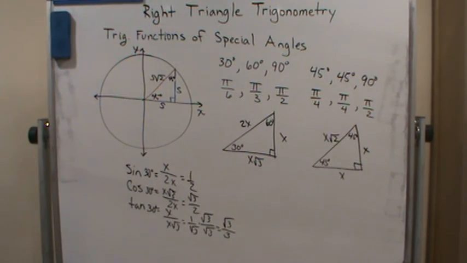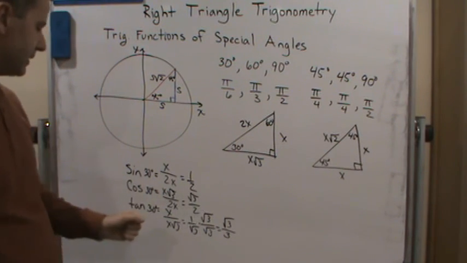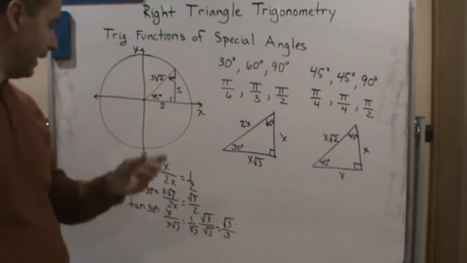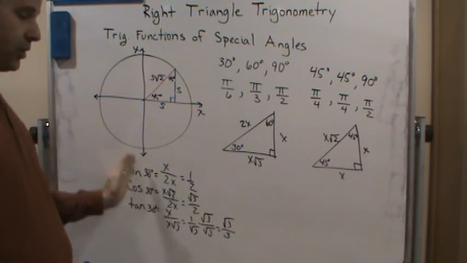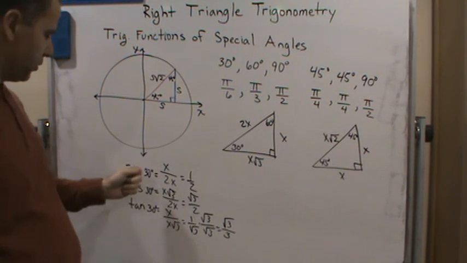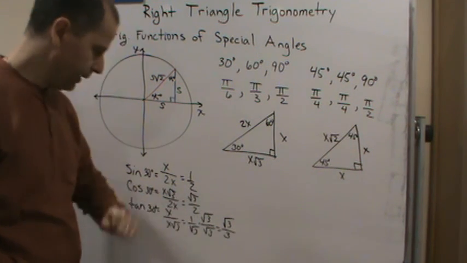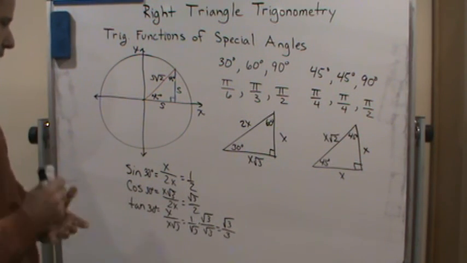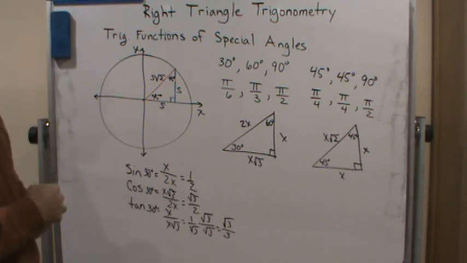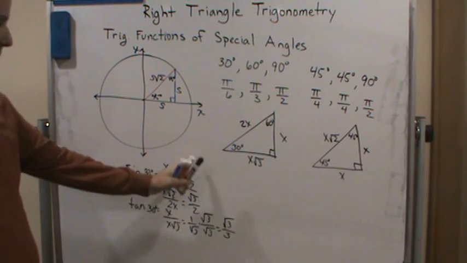And so now we know that if I have a 30, 60, 90 triangle, or a 30-degree angle on the circle, if my reference angle is 30 degrees, I know these are always going to be my answers, regardless of how big the radius is. The ratios will always stay the same.